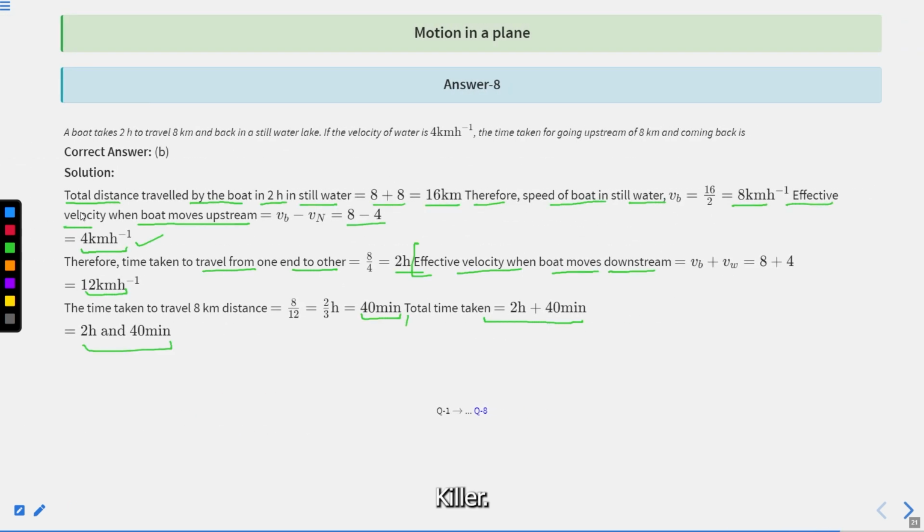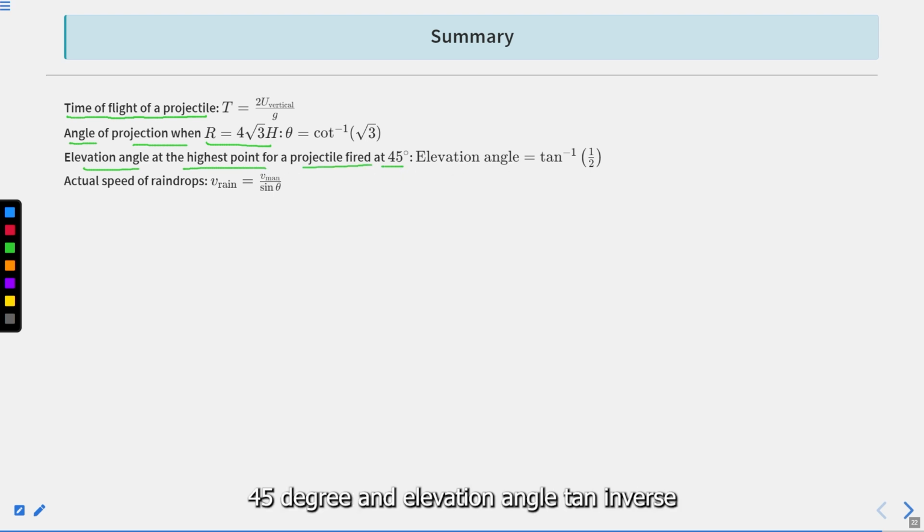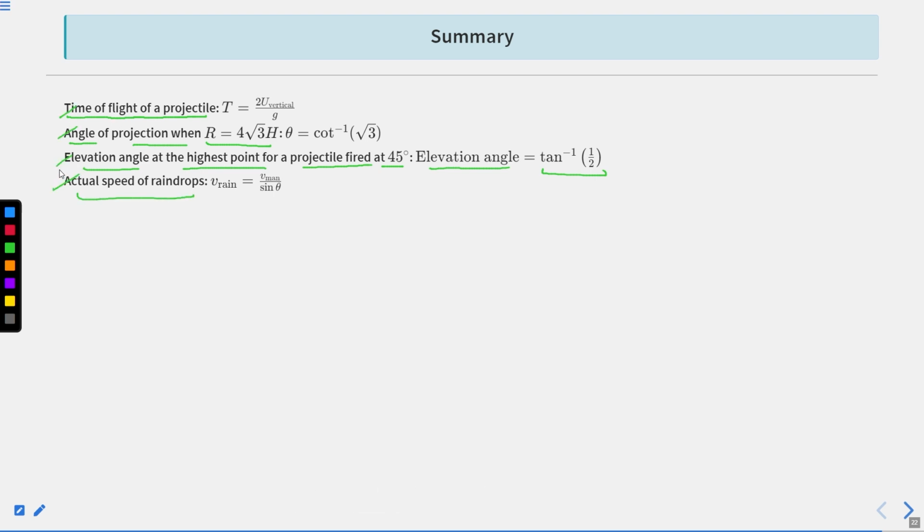Clear? This is the solution. The formulas used in this lecture are the time of flight of a projectile, and we learned to use and solve questions using these formulas. Angle of projection when R is equal to this, elevation angle at the highest point for a projectile 45 degree, and elevation angle tan inverse 1 by 2. The actual speed of the raindrops. Clear? So these are the main concepts. Clear? Thank you.